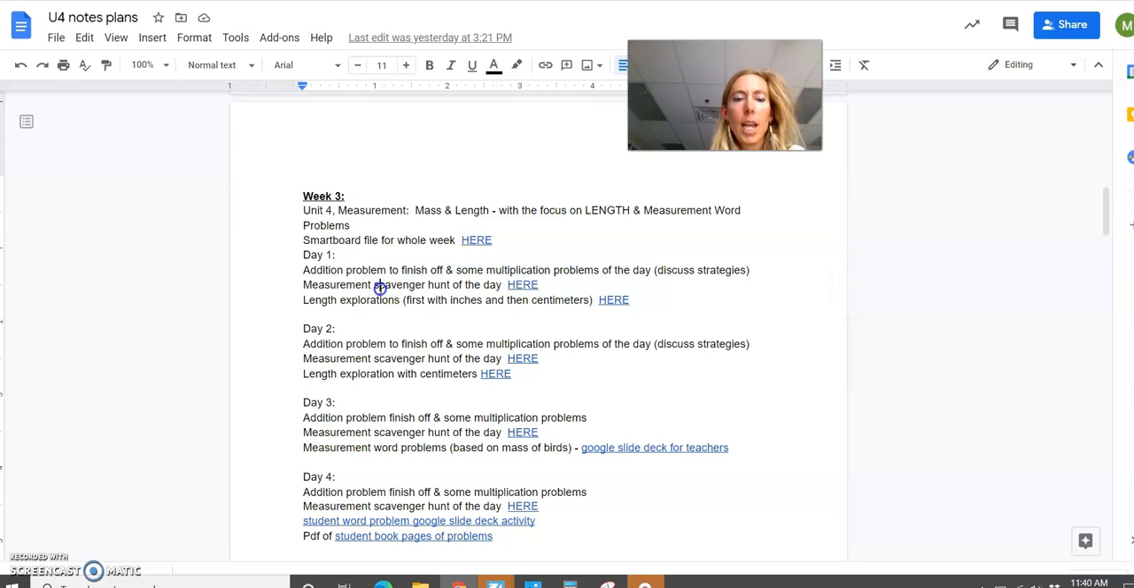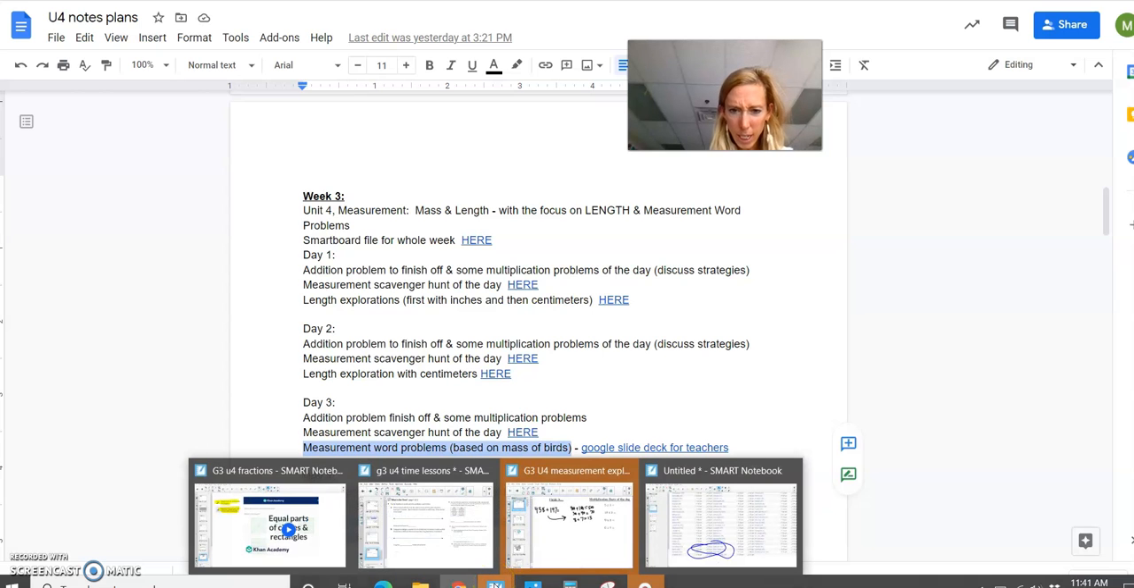There's also a warm-up of a measurement of the day. So if you haven't done any measurements with number corner, maybe you start doing some measurements during that number corner time and you use that then. Or you could use it during math time or not. But then the main part of the lessons are these third bullets here. So you have length exploration for day 1, length exploration for day 2. And then you go into word problems for 2 or 3 days, okay?